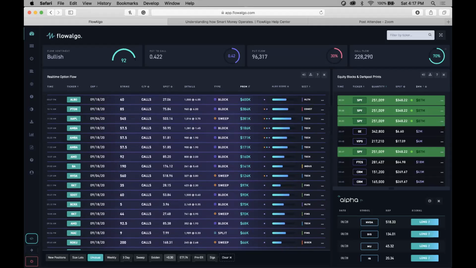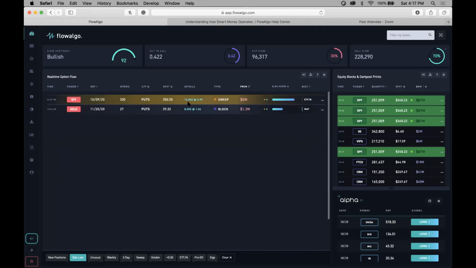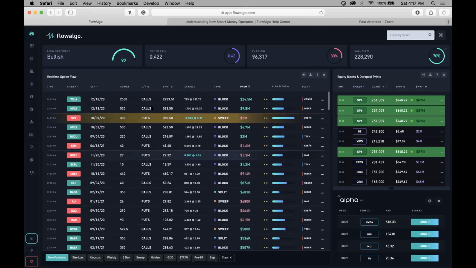And there's a bunch of other filters you can look at here, like size, opening sweeps, and pre-earnings run-ups and stuff. So you can go by size lots, and it'll do it based on the contract size, and then you can do new positions as well.